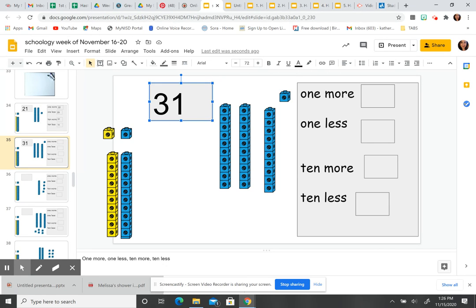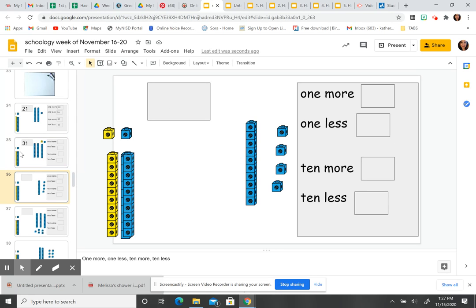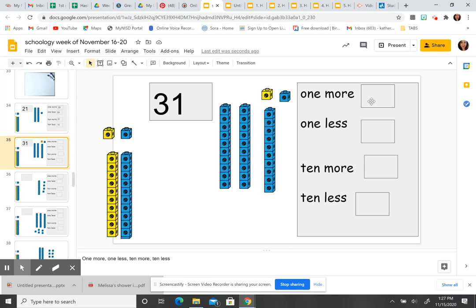And now we're thinking of one more, not 10 more, but just one more. So I'm going to use the yellow. I'm going to drag one more over. And now we're going to count and write on your board the number that would be one more. So count those cubes. If you want to pause to give yourself some time to count them, go ahead and count and write your number. And you should have counted 10, 20, 30, 31, and 32. So one more would be 32.